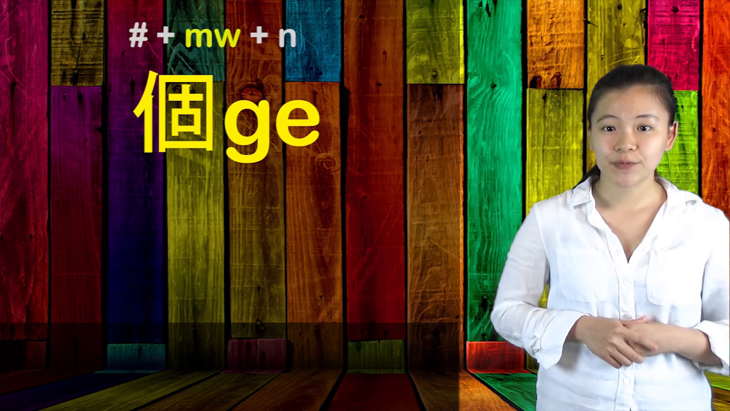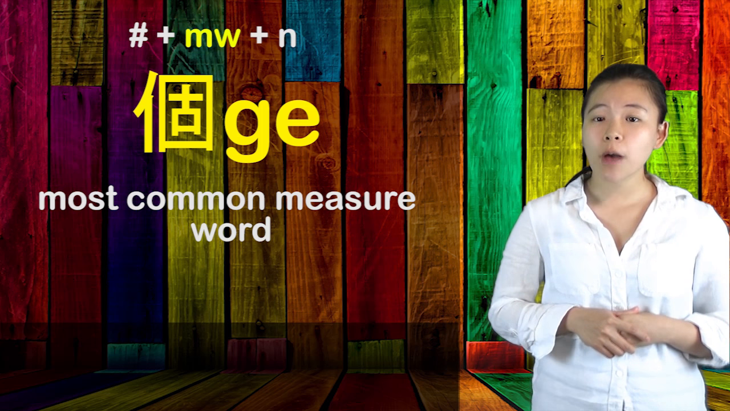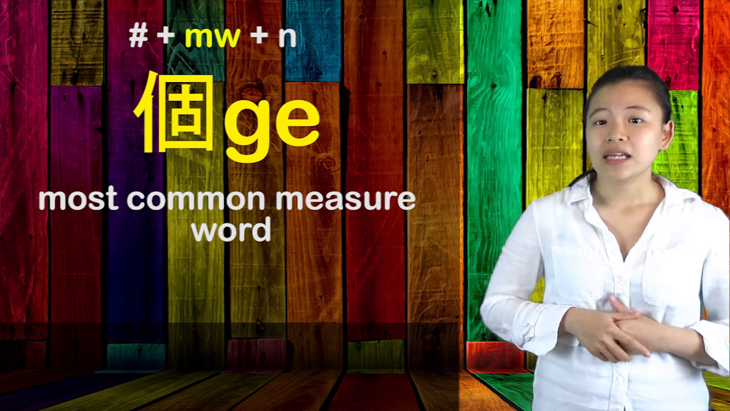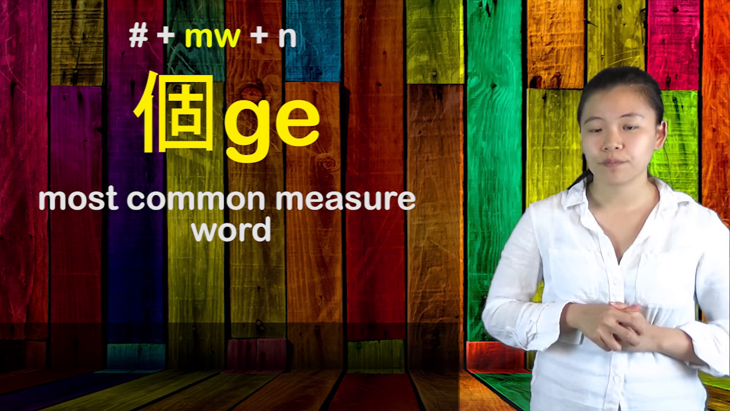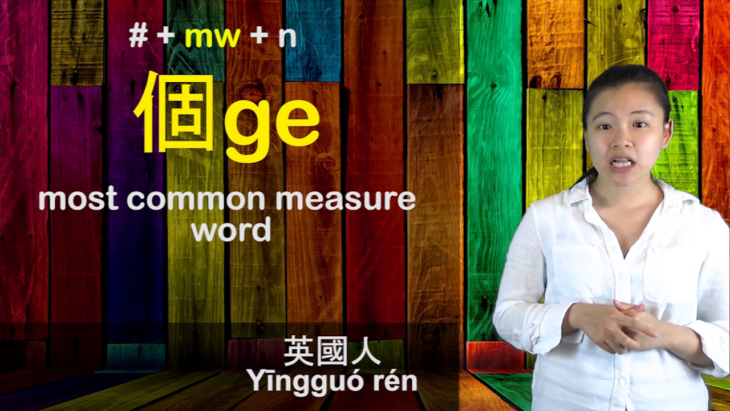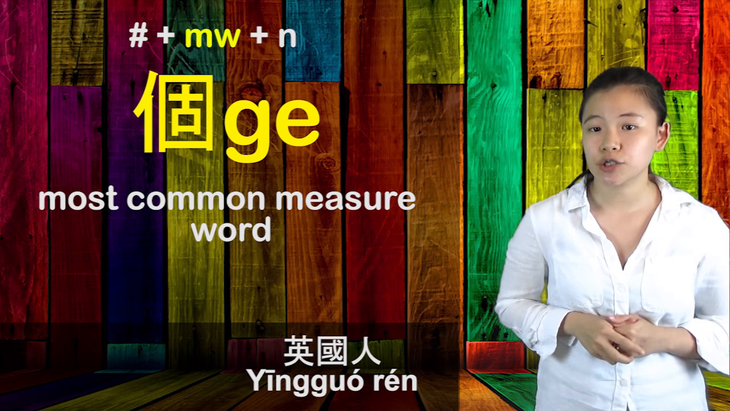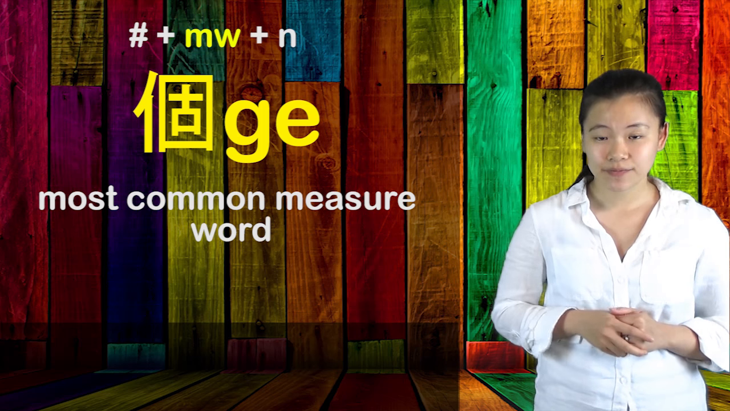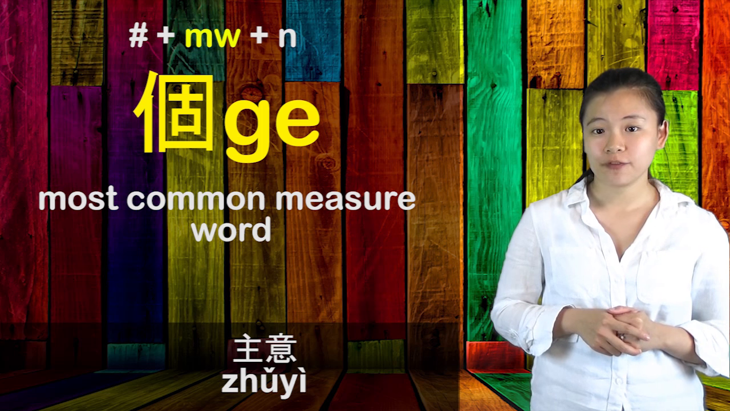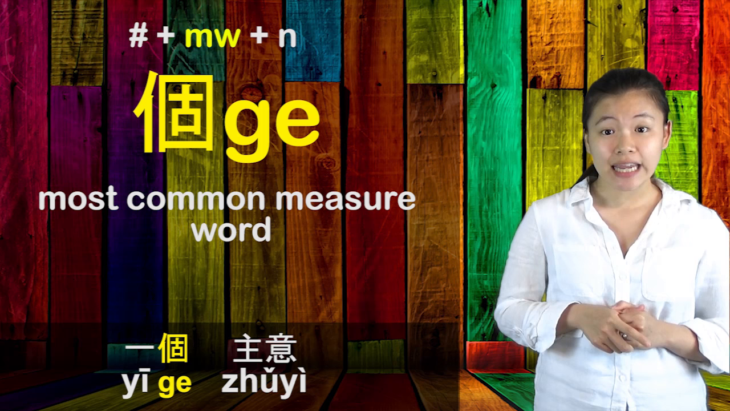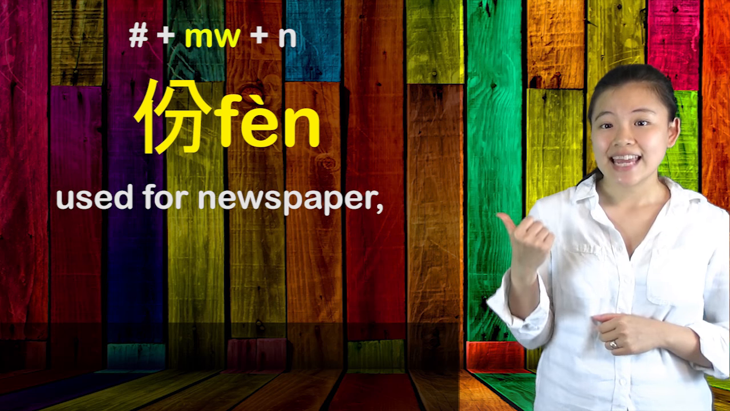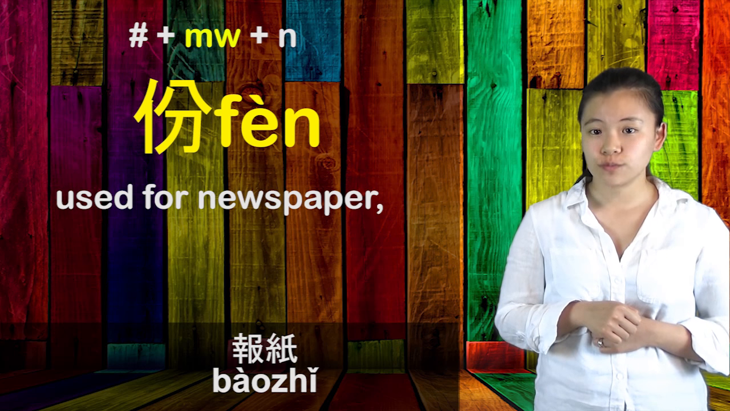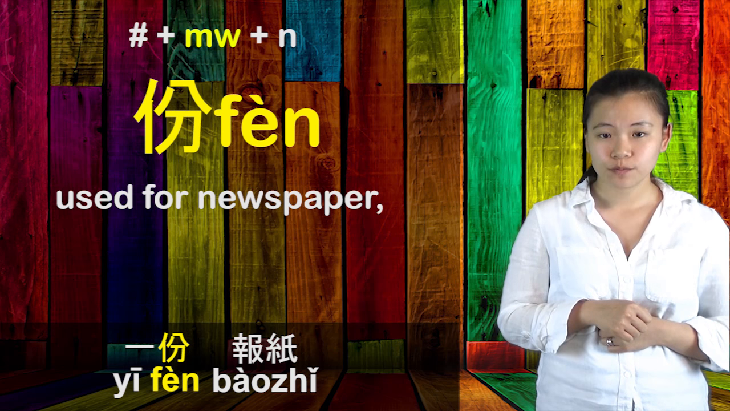The first measure word, 个. 个 is the most common measure word. It doesn't translate in English. Also, it's used for units of something. For example, English, 英国人. Three English, 三个英国人. Idea, 主意. An idea, 一个主意.